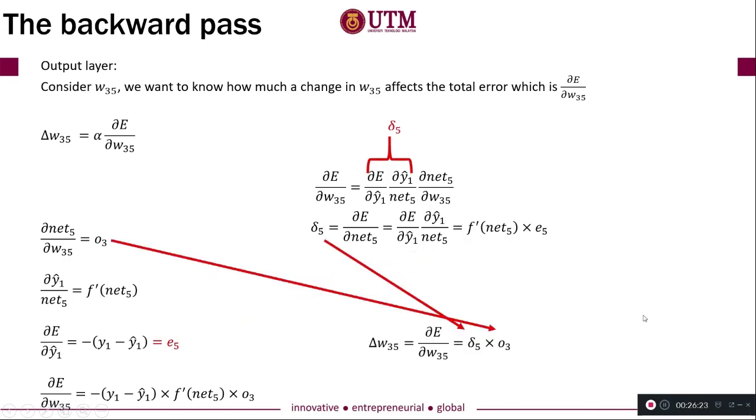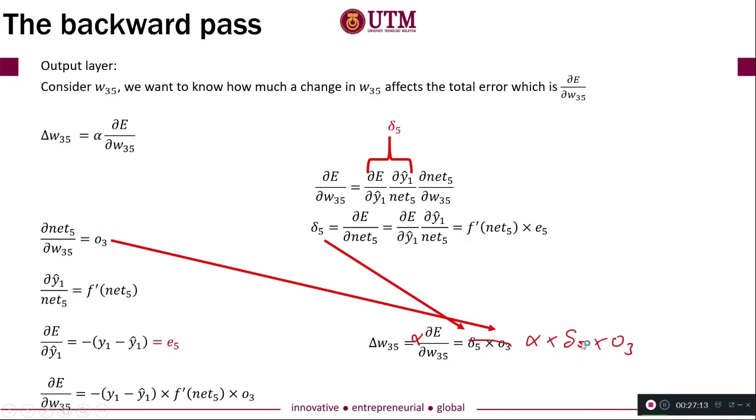So again, if I can simplify the expressions there, sorry, this one should have an alpha there, I forgot to put it. This is alpha times delta 5 times O3. So in other words, to find the update of W35, you can simply multiply your learning rate with your delta 5, where delta 5 is defined as del E over del net 5, times the O3, which is this one.